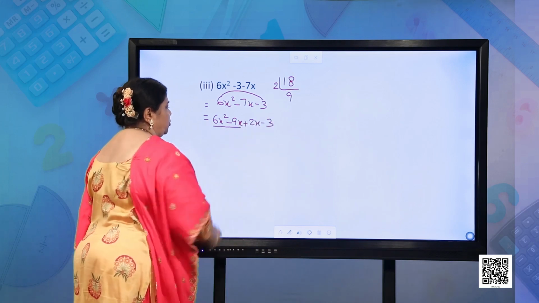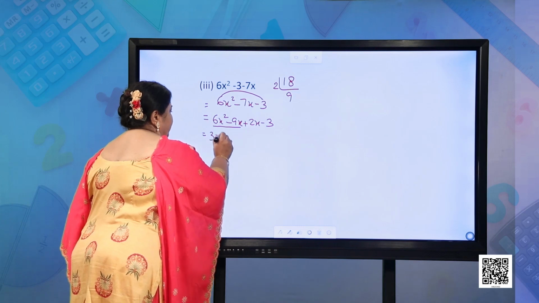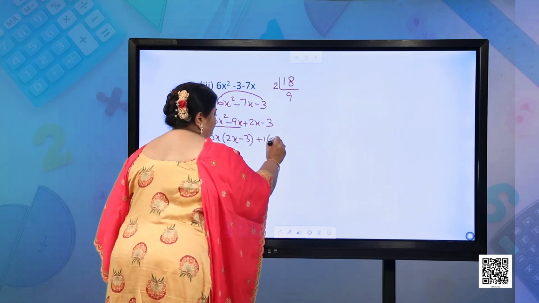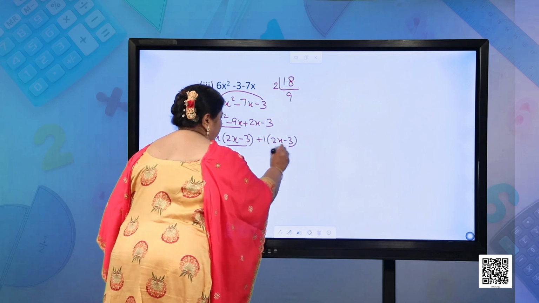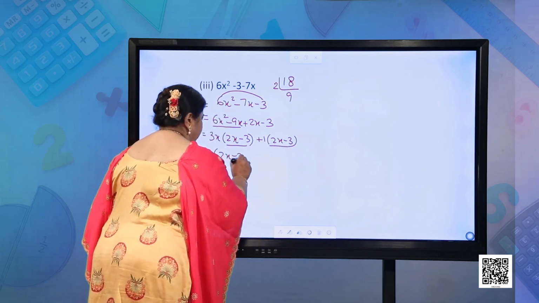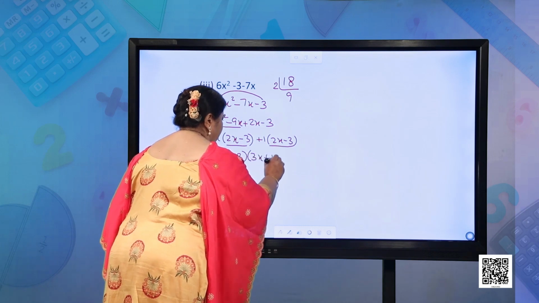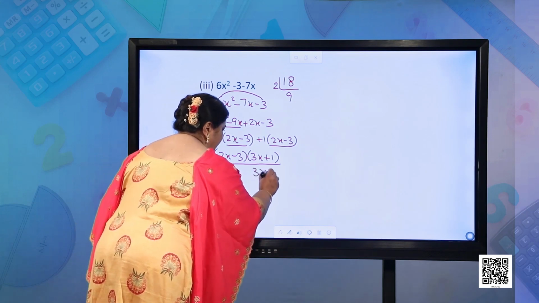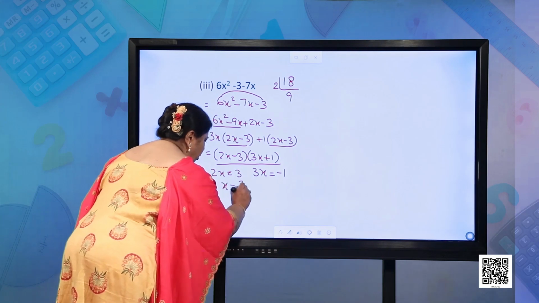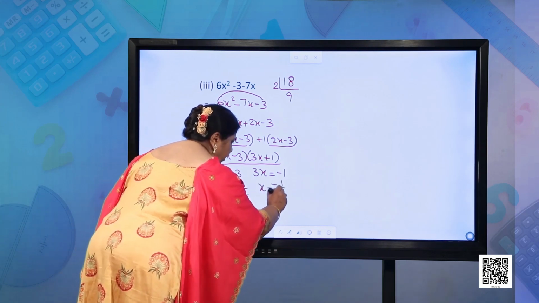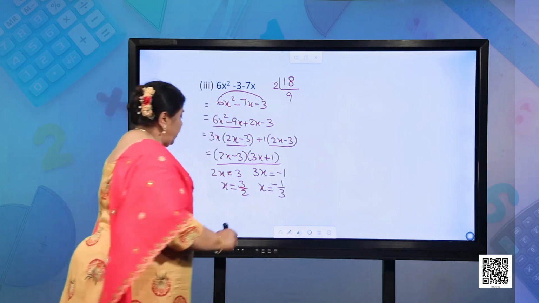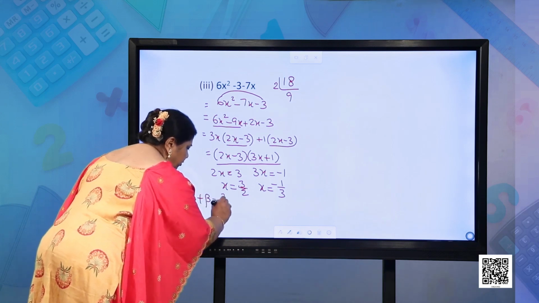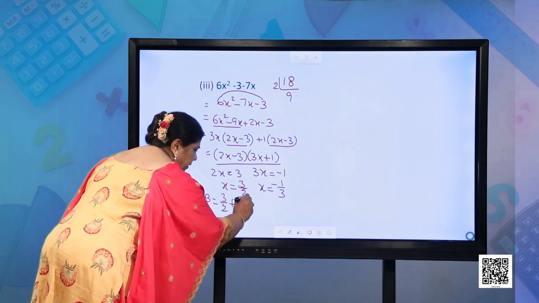What is common in the first two terms? Yes, you are right, it is 3x. So, it is 2x minus 3. Here obviously, if I take one common, I get 2x minus 3. Here we have 2x minus 3 and 3x plus 1 as the two factors. In order to find the zeros, I will equate it to 0 and I will get the values as 3 upon 2 and minus 1 upon 3. Okay. Now, if I find out the sum of these roots, that is alpha plus beta, I will have 3 upon 2 plus minus 1 upon 3.